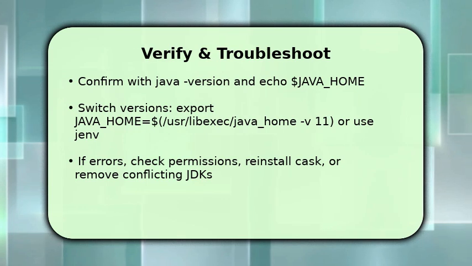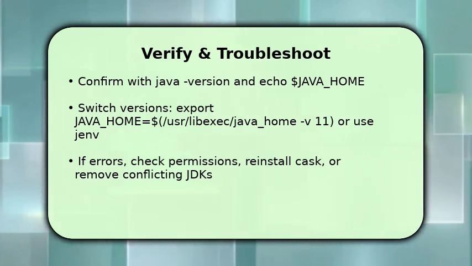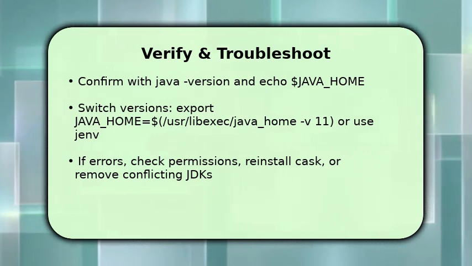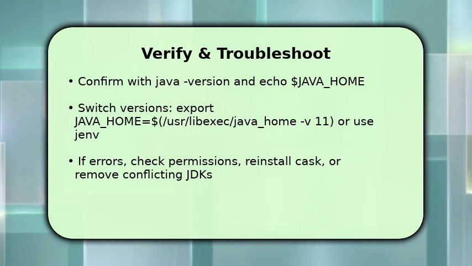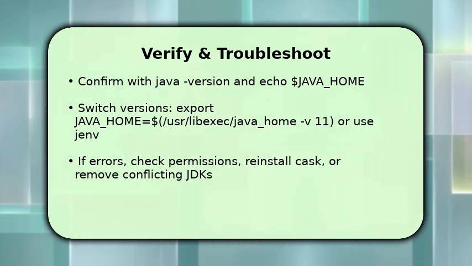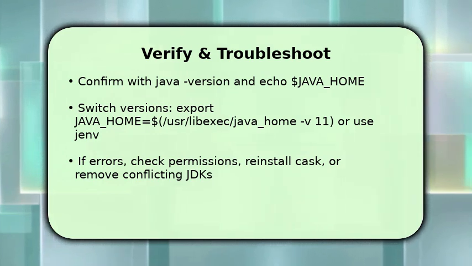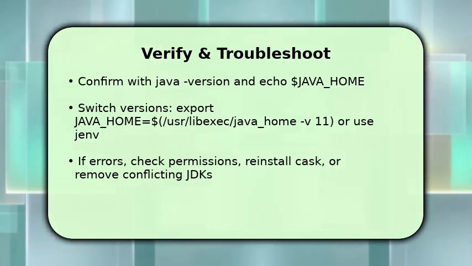If you see permission issues or unexpected versions, check /Library/Java/JavaVirtualMachines for duplicates. Repair permissions or reinstall the cask. One key troubleshooting tip: if the system still reports an old Java, restart your terminal and confirm your shell config is sourced correctly.